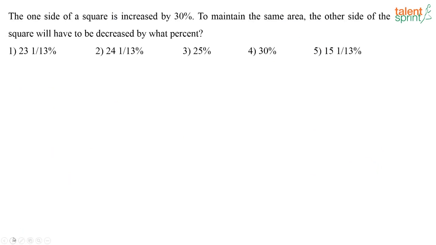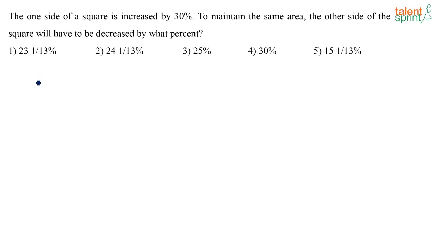Next one. The one side of a square is increased by 30%. To maintain the same area, the other side of the square will have to be decreased by what percentage? I think the question was one side of a rectangle, no, or square. Okay, however it is, it's fine. I think it would have been better if it was rectangle, right? So how would you solve this?